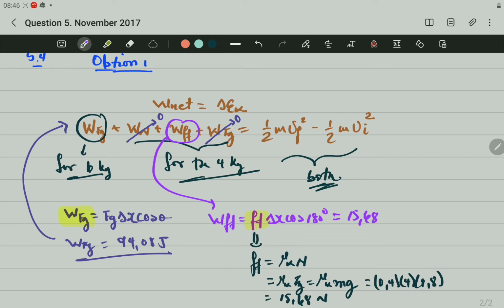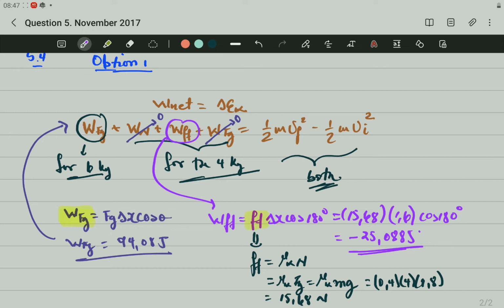Multiplied by the displacement, which is 1.6, multiplied by the cosine of 180. Now we are right, and this is equal to negative 25.088 joules. Now we have the work done by the gravitational force of the 6 kilogram block, and we have the work done by the frictional force on the 4 kilogram block.